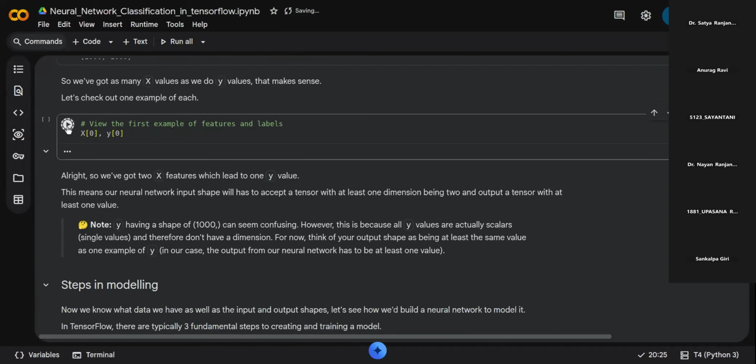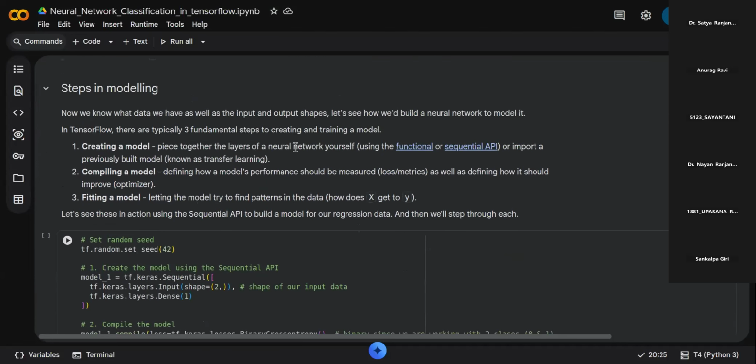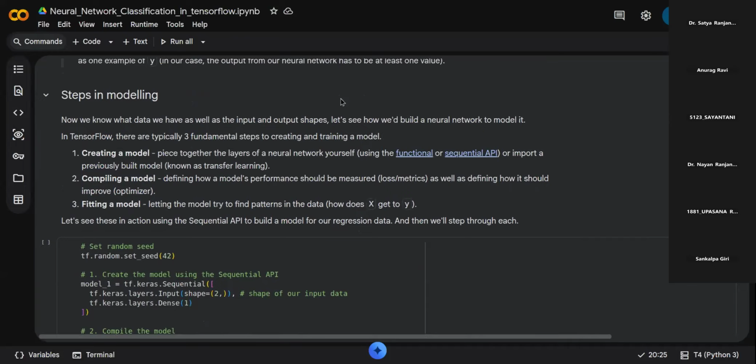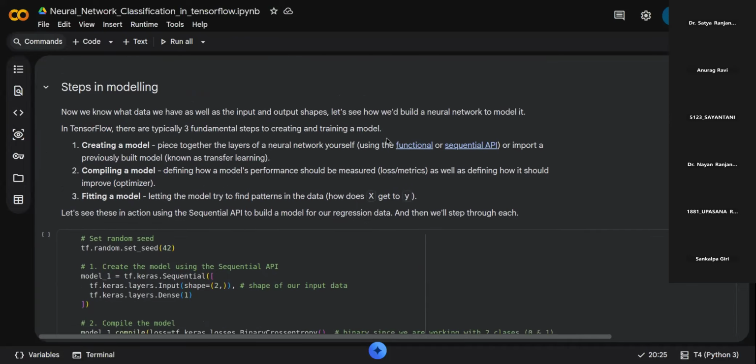And if you want to see what X0, Y0 are, X0 is these two values and its corresponding Y0 is 1. Now this is important. My data set is ready. How will we create a model?